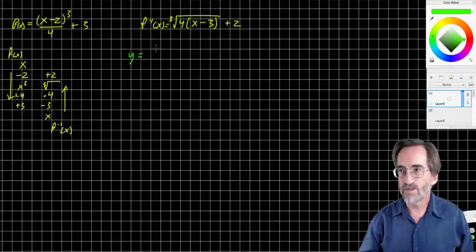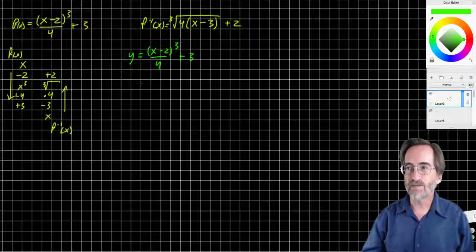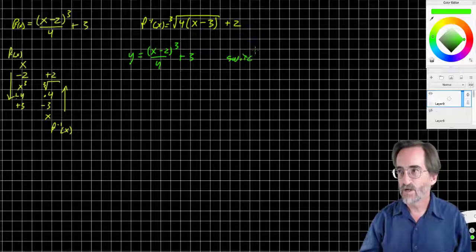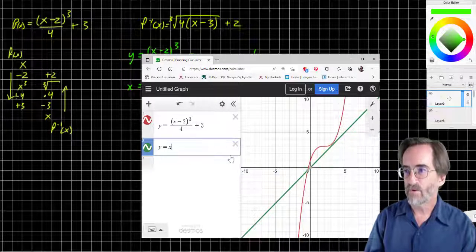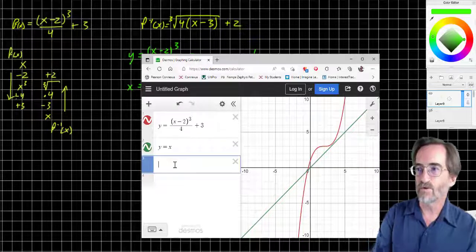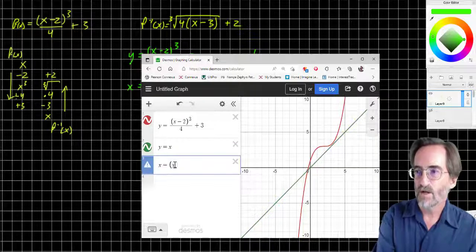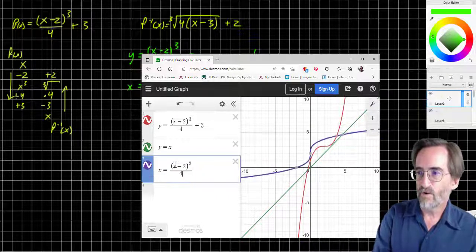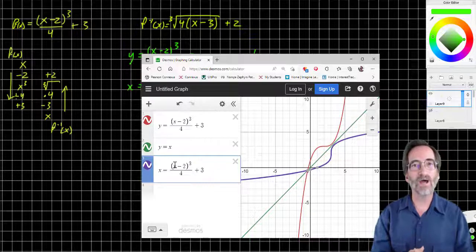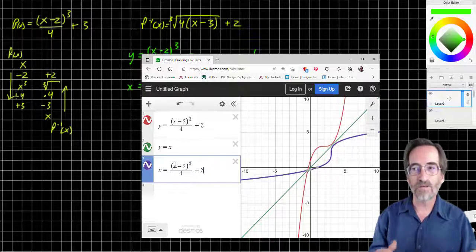If y equals (x minus 2) cubed over 4 plus 3, your first step is to switch the x and the y. Right? So we write x equals (y minus 2) cubed over 4 plus 3. By the way, in terms of x and y, you've already got an inverse. Let me demonstrate here. I'm graphing y equals (x minus 2) cubed over 4 plus 3. What if I graph x equals and just type the same thing, but just switch x and y? I get the same graph, right? Now, all that remains really is to solve for y.